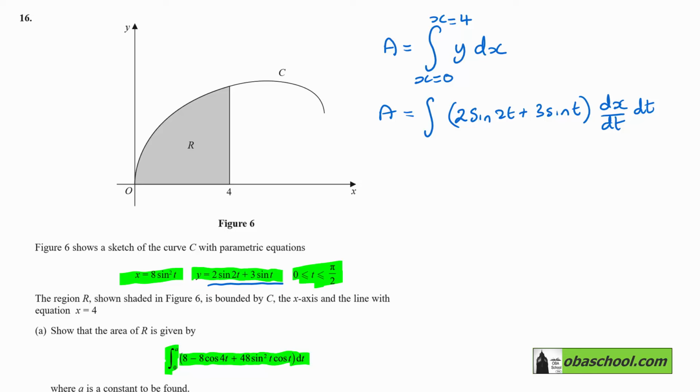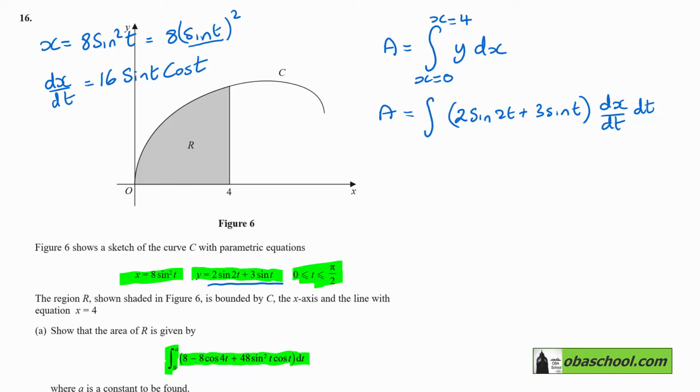Now let's think about the limits. We know that x is equal to 8 sine squared t. Remember that means 8 (sine t) squared. So if we differentiate that, the 2 comes down in front and multiplies the 8. We then have sine t, and then by the chain rule, we have to multiply by the differential of the inside function. So that gives us cos t.